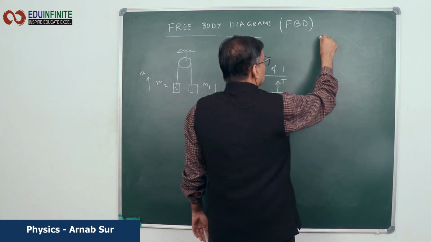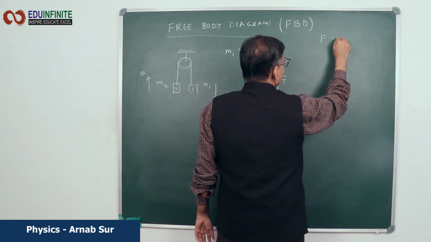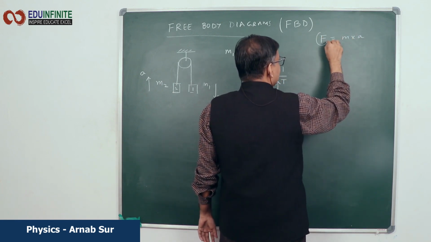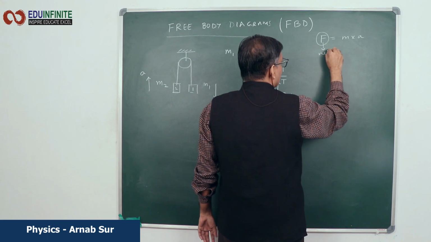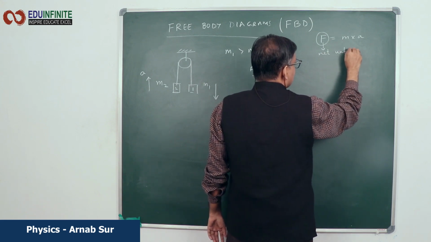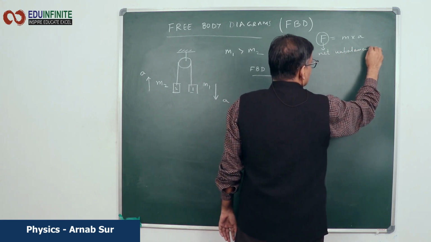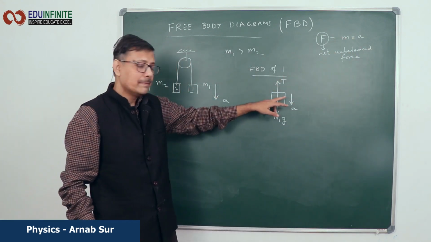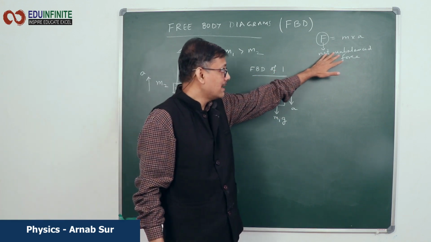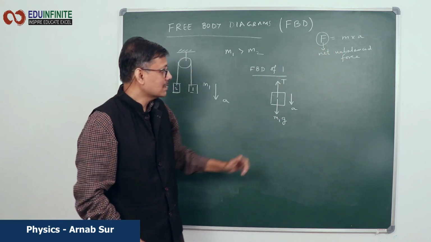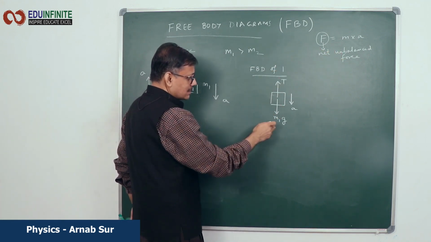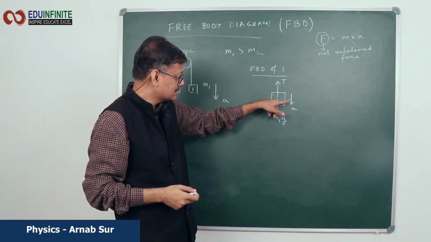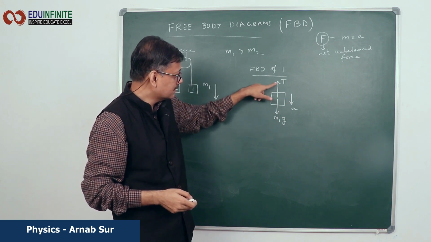So when we write this equation, F is equal to m into a from Newton's law, remember this F is the net unbalanced force. Because if the forces are balanced, then there will be no acceleration. If there is unbalanced force, there will be acceleration, and obviously acceleration will be in the direction in which the larger or greater force acts. Because the acceleration is down, this force is greater than this force.